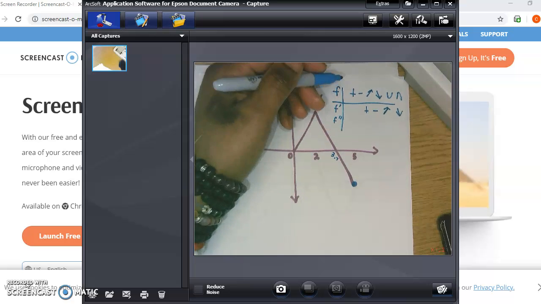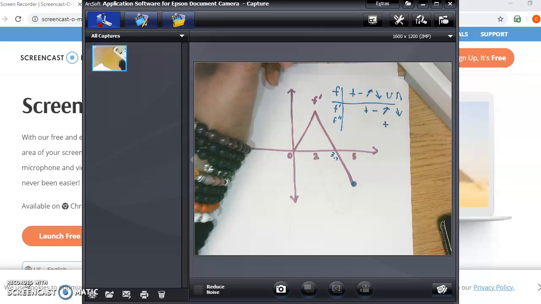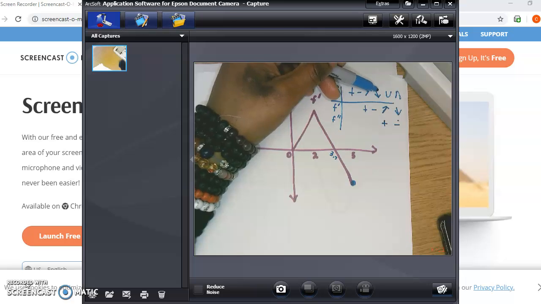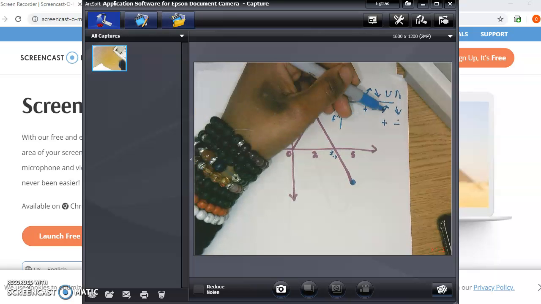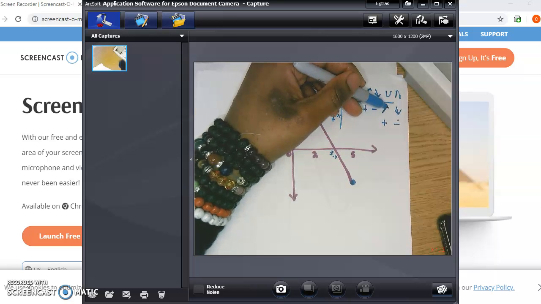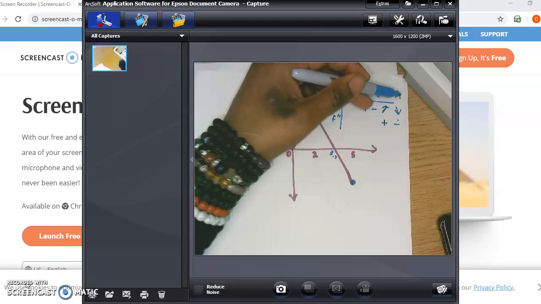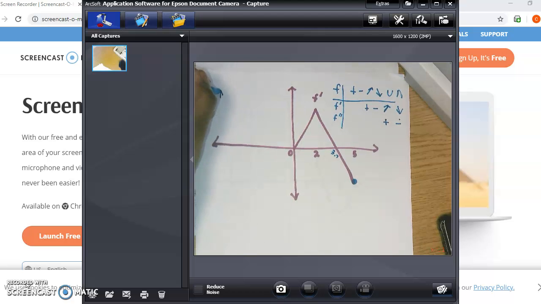Lastly, if the function is concave up, then the second derivative is positive, and if it's concave down, the second derivative is negative. In this case, we're going to look at the second row, the first derivative: if the first derivative is increasing, the function is concave up, and if the first derivative is decreasing, the function is concave down. We're going to use that to determine if we have any inflection points.